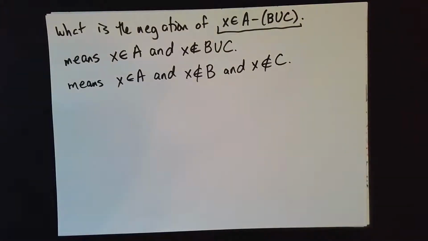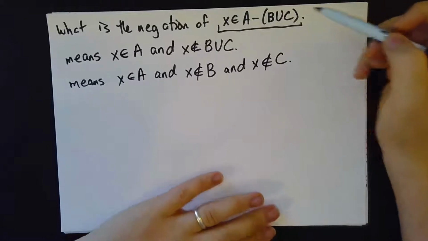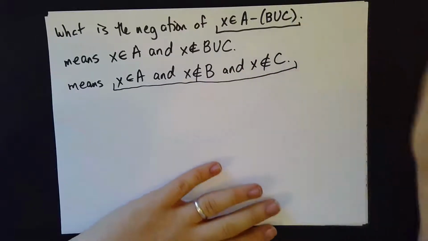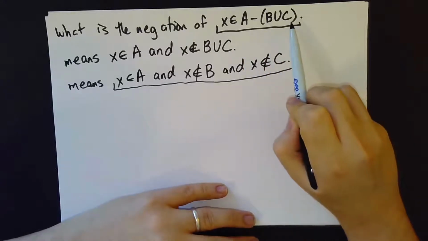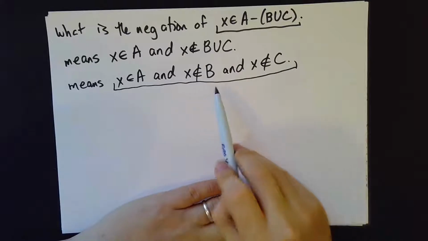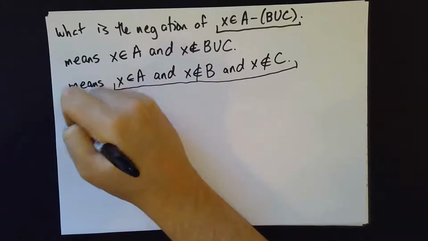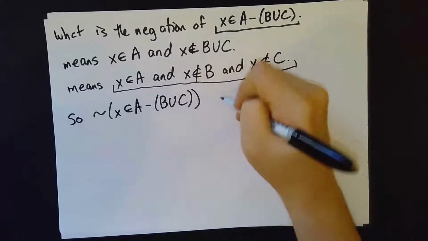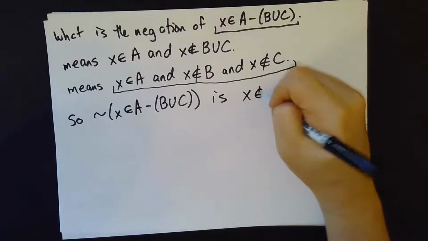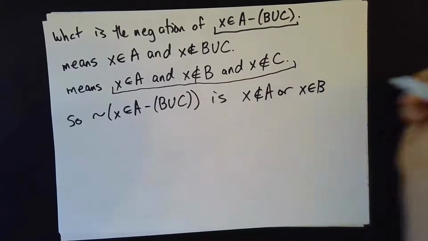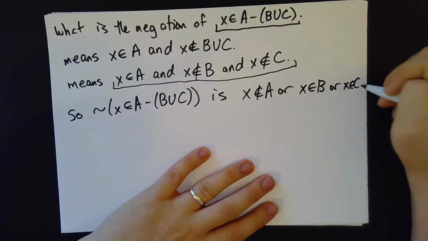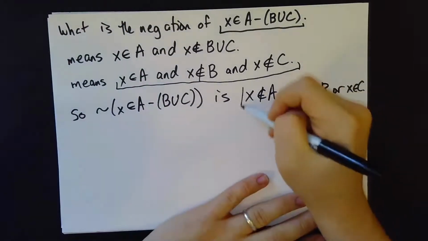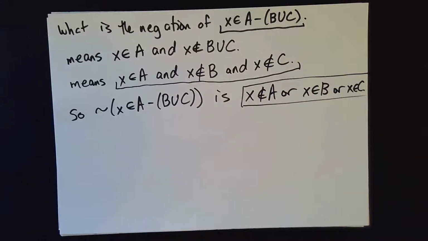Okay, which I think happened to be the first part of this question in some form or another. So before we can even get to negation, we have to rewrite this out in logical operators. So X is in A minus B union C means the same thing as X is in A and X is not in B and X is not in C. Okay. So the negation of X is in A minus B union C is X is not in A, or X is in B, or X is in C. Okay, and so that is a very reasonable way to write the negation of that statement.